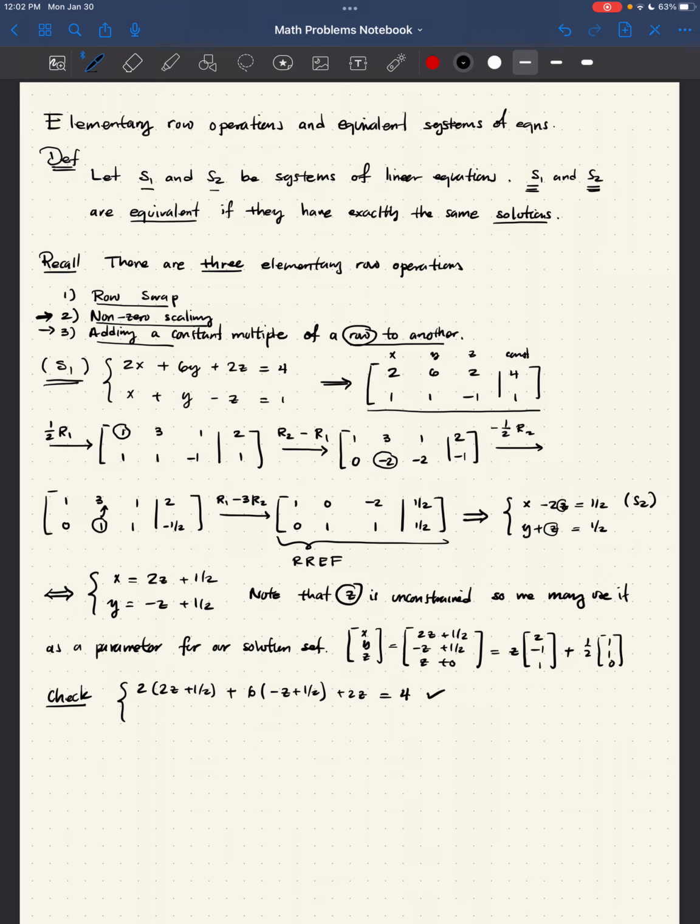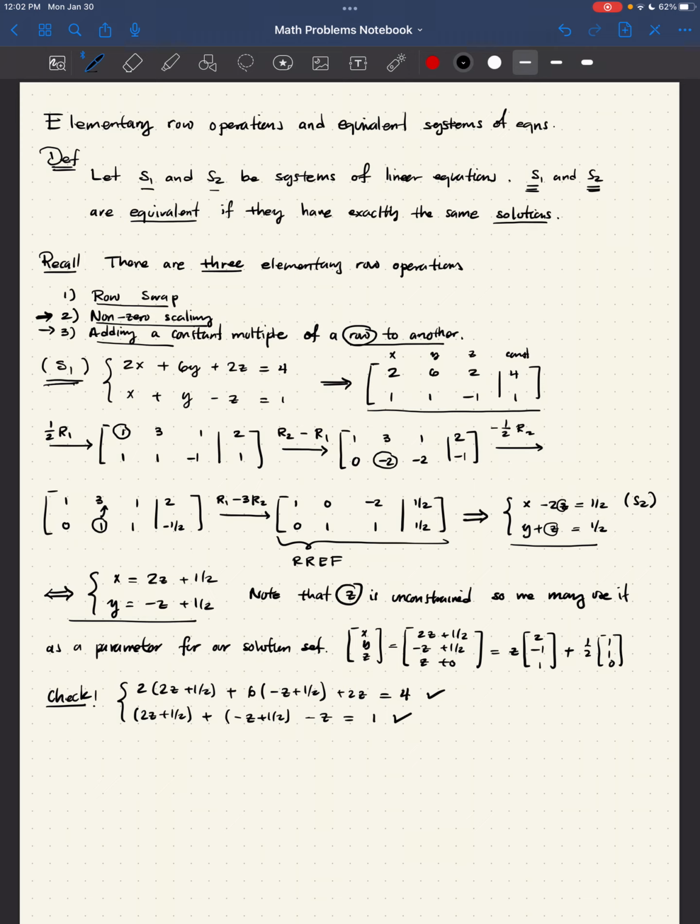So it checks. For the second equation, we have 2z plus 1/2 plus y, which is negative z plus 1/2, minus z, which turns out to be exactly 1, and it checks. So what does this mean? Look, the solutions for the system, which are much more easily reproducible, are the ones that are solutions for this. In other words, we just showed by this verification step that every solution to S2 is a solution to S1.